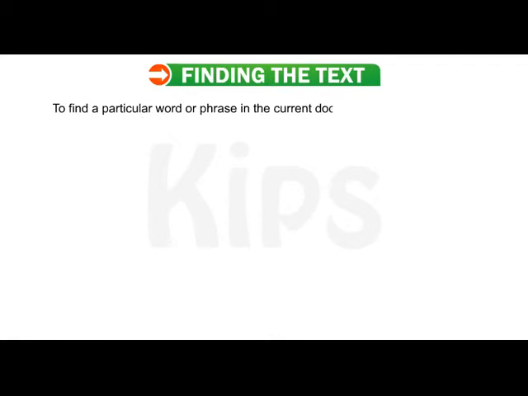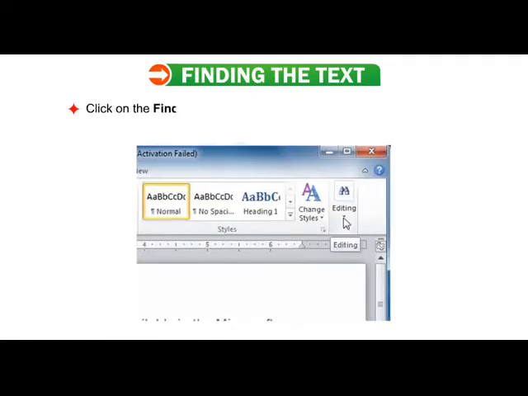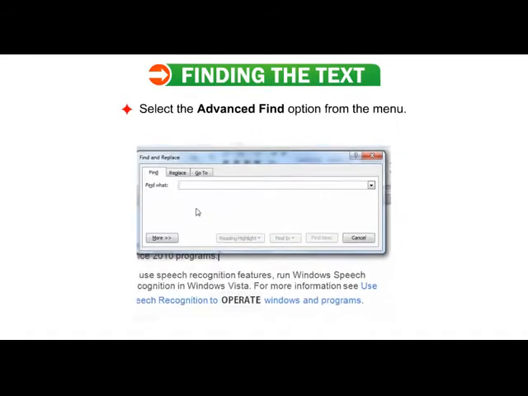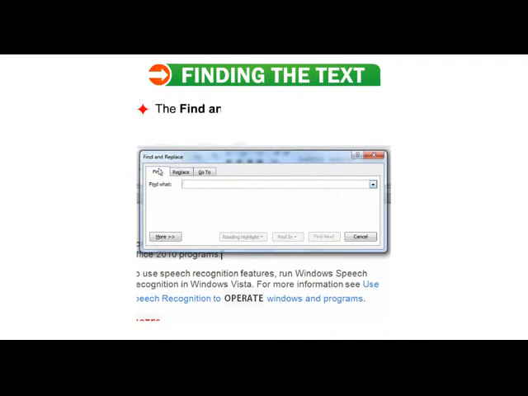Okay, let us now learn how to find the text. To find a particular word or phrase in the current document, follow these steps. Click on the Find button in the Editing group on the Home tab. A drop-down menu appears. Select the Advanced Find option from the menu. The Find and Replace dialog box appears.